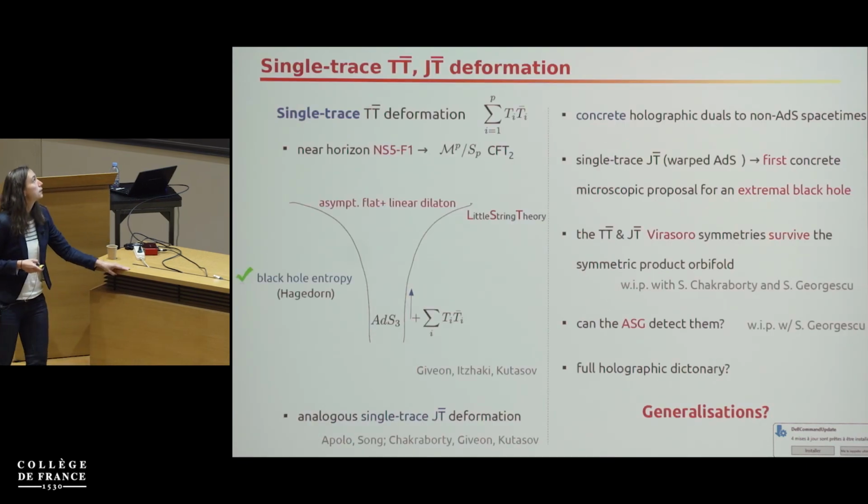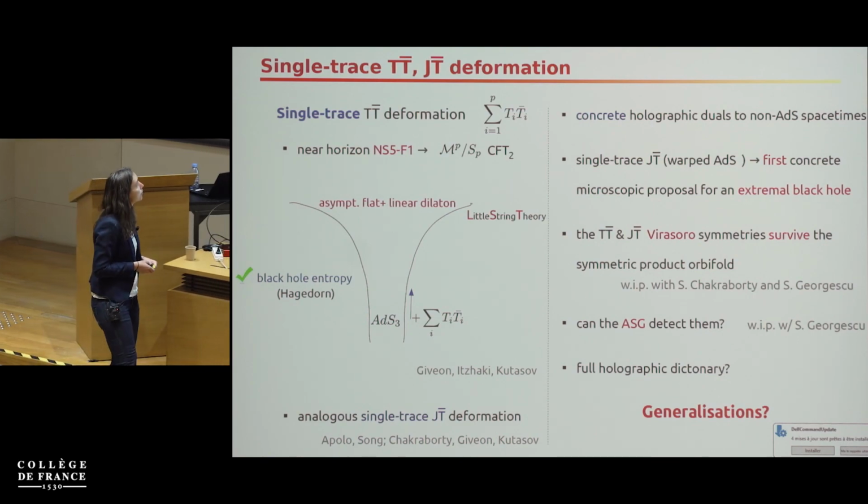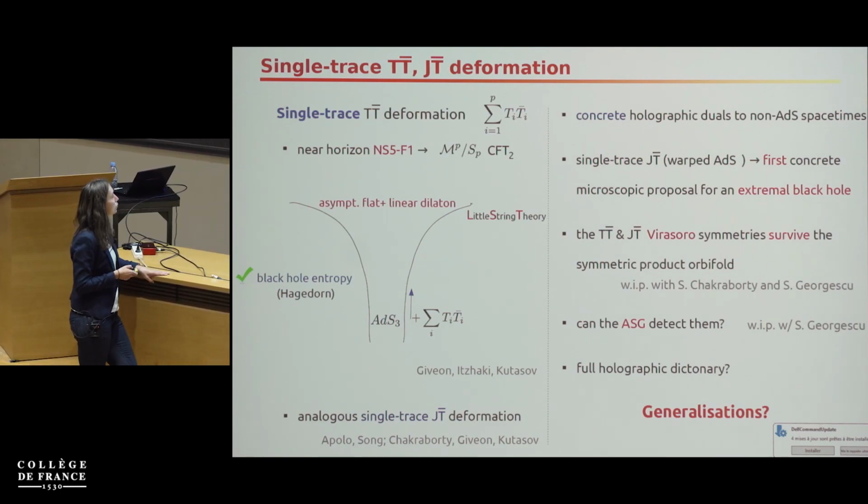And that has to do with these single trace analogs of the TT bar and JT bar deformations that were introduced by Kutasov and collaborators. So these deformations, unlike the double trace TT bar and JT bar, which are totally universal and you can do them on any CFT, are defined in a string theory setup, more precisely by looking at the field theory that emerges in the near horizon of the NS5-F1 system, which is basically a symmetric product orbifold CFT, where P is the number of F1 branes.